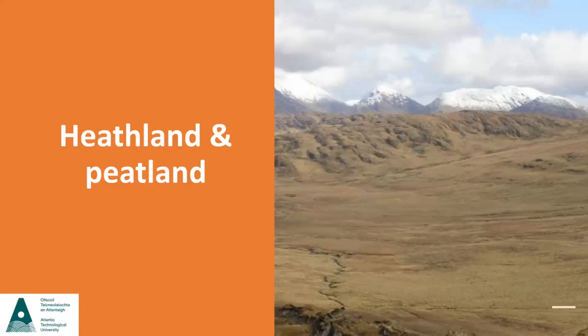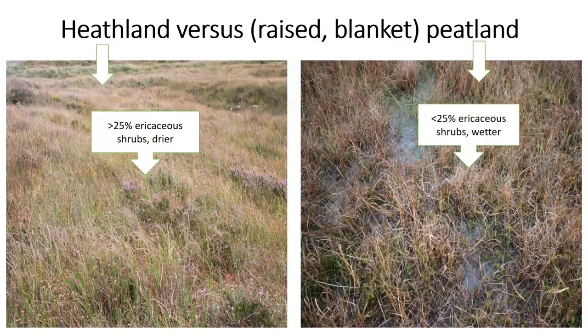Now to finish our whistle-stop tour of habitats in the Irish environment, we're going to look at heathland and peatland. And this picture I took near Delphi, and you can see it was obviously quite a cold day, but a beautiful landscape. And this type of landscape is very much dominated by heathland and peatland. So what's the difference between the two of them?